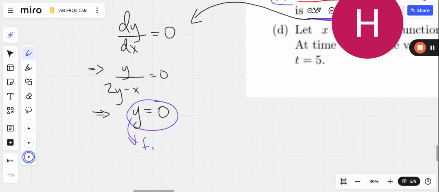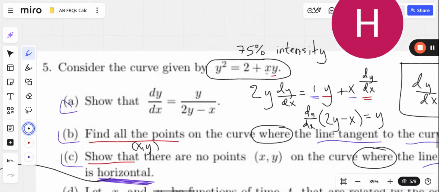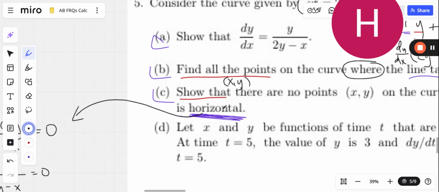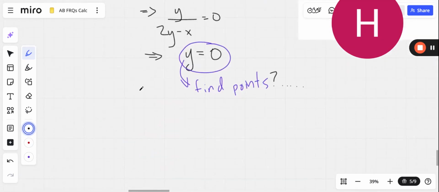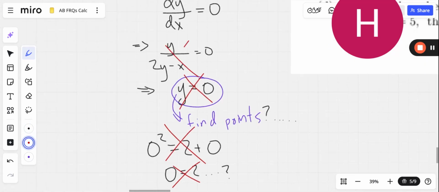Now, if that were true, we would be able to find points. Kind of the same process that we did in part B, but with the y's instead. Find points. We're not going to find any points, of course. We're trying to show that there are no points, so hopefully we'll reach some kind of contradiction. 0 squared equals 2 plus x times 0. 0 equals 2. Well, that's obviously not true. So then this is not true, so then this is not true. You get the idea.